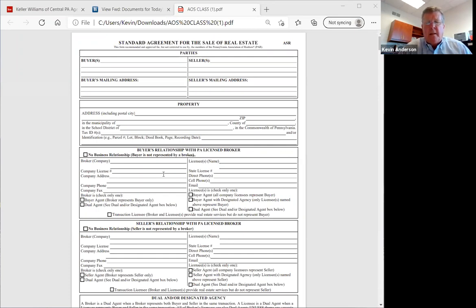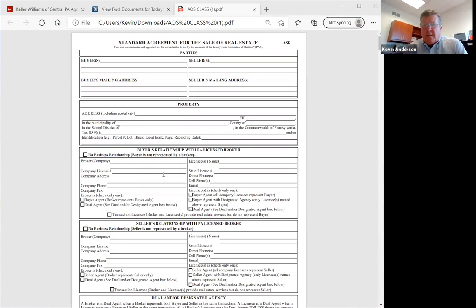And then after that, we check who we represent. We are the buyer's agent. Broker represents the buyer. Then you have your licensee, your license, your information, email.